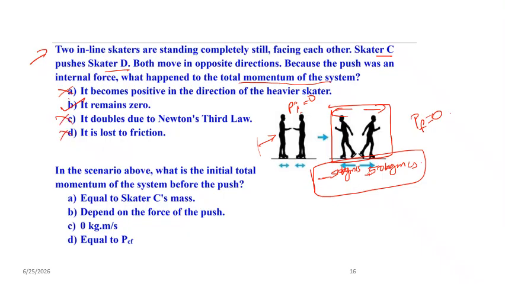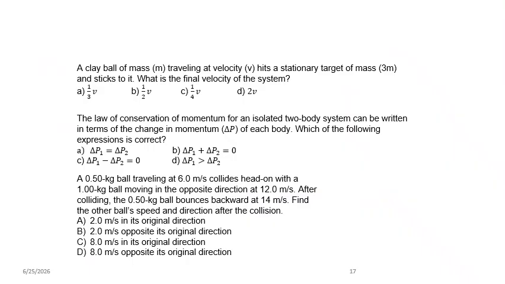Now next, in the same scenario above, what is the initial total momentum of the system before the push? Easy, right? What would it be? As they are not moving, the momentum of the first person and the second person is exactly 0. So it will be 0. Now, let us look at the next one.